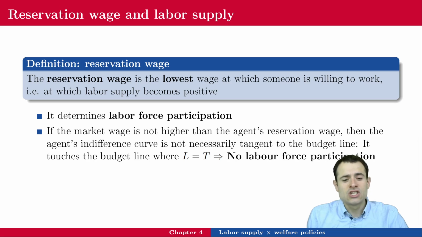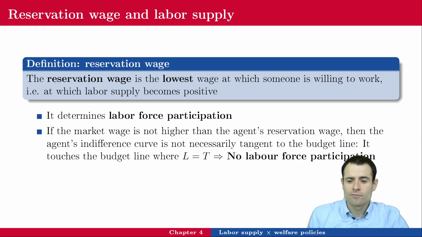If the market wage is not higher than the agent's reservation wage, then the agent's indifference curve is not necessarily tangent to the budget line. The idea is that if the market wage is too low for an agent, then he is not willing to work. So, his indifference curve will not be tangent to the budget line, but rather will touch the budget line where leisure is equal to big T. In this case, our agent spends all of his time having fun, doesn't work, so no labor force participation.